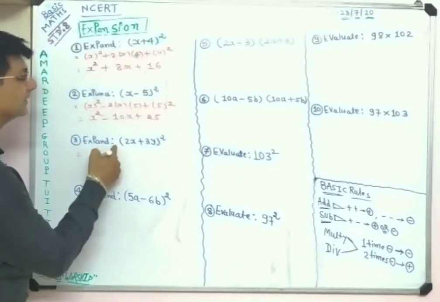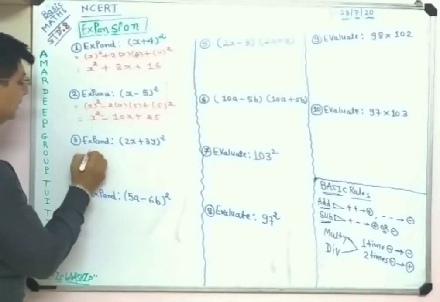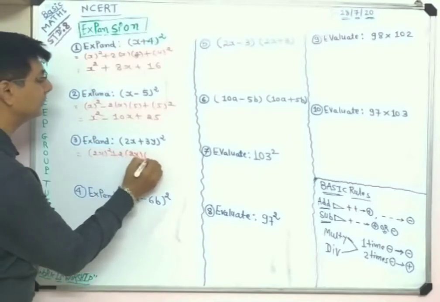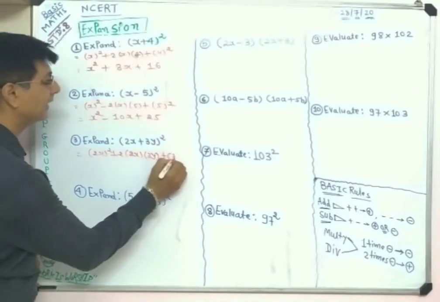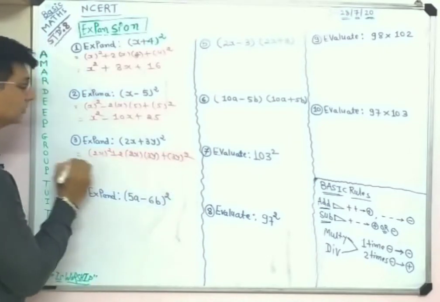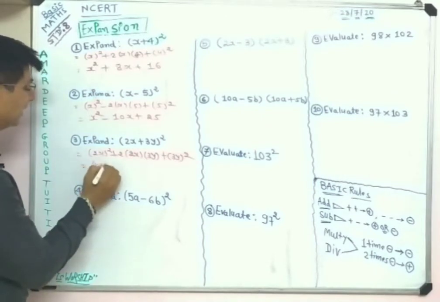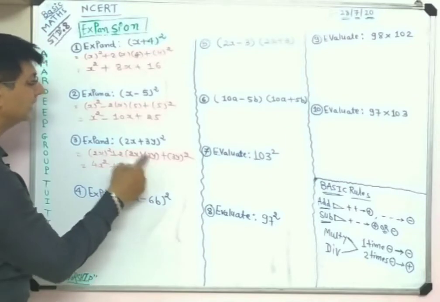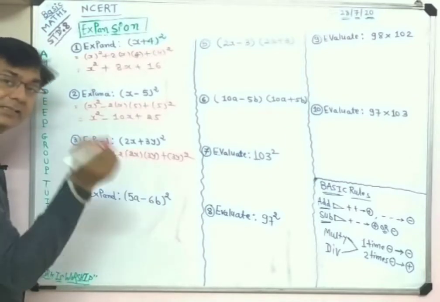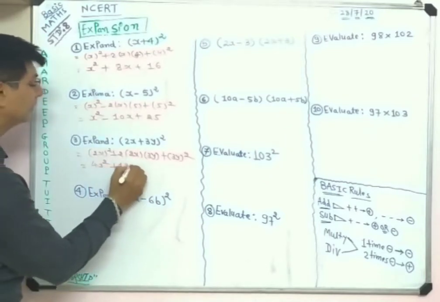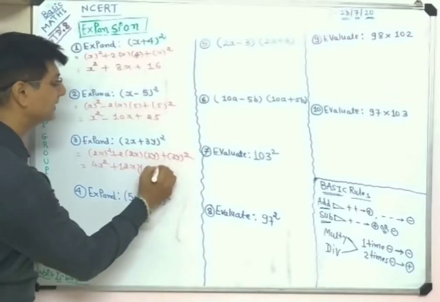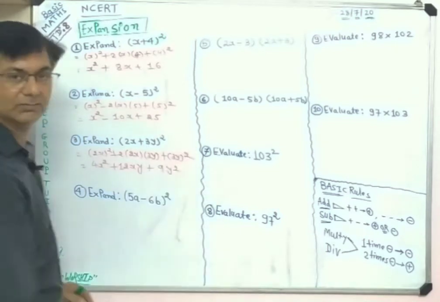Second, expand this expression: (2x plus 3y) squared: 2x squared, plus 2 into 2x into 3y, plus 3y squared. So simplify this: 2 squared is 4, x square, 2 times 3 is 6, 6 times 2 is 12. So the middle term will be 12xy, and 3 times 3 is 9y squared.